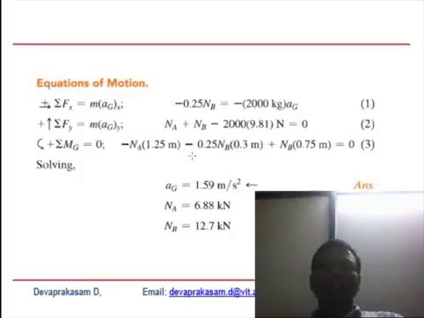The sign convention is basically clockwise negative, anti-clockwise positive. Based on that you put the terms, and finally you arrive at aG. What is aG? It is 1.5 meter per second square, the acceleration in the x direction. Here it is a kind of deceleration, but if this quantity is positive, the vehicle is moving in this direction. So NA is equal to 6.88 kN, kN being kilonewton.